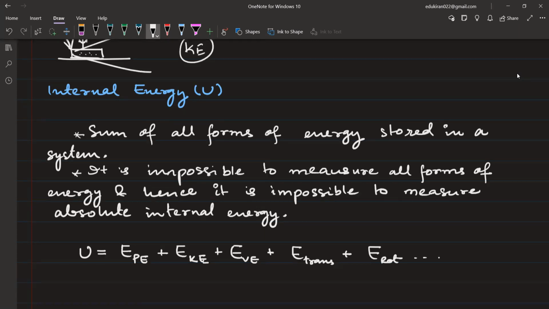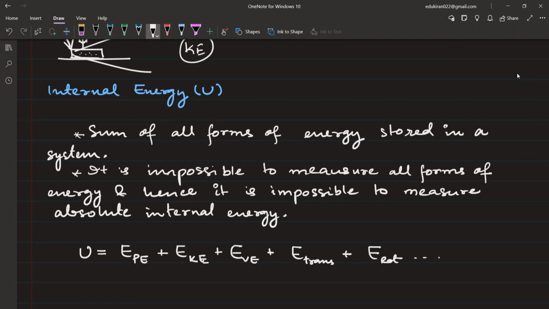Now what we can measure? We can measure the change in internal energy. For example, I am here, I don't know my internal energy. What is my internal energy? But I take one banana, or I eat some food. I will get certain kilocalories. I can get some calories of energy now. So what I can say, change in my internal energy is equal to this much. I can measure the change in internal energy.